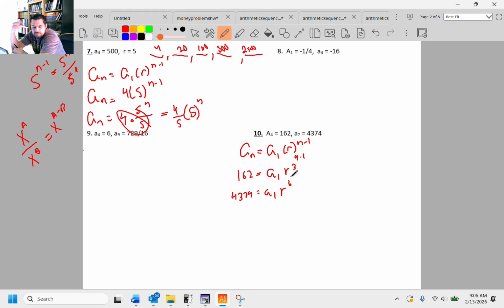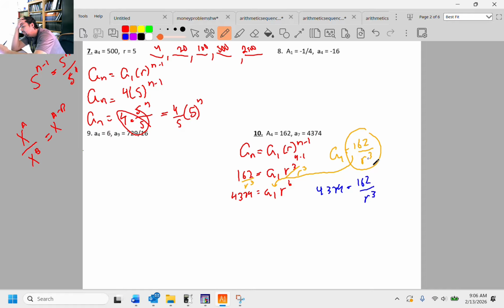And I'm going to do algebra because you know you're in an algebra class, kids. You are. Let's see, what we're going to do is take this guy and divide out r cubed on both sides. And that's going to tell me that the first term is 162 over r cubed. I can put that right there all day long. So 4,374 is 162 over r cubed times r to the 6th. 4,374 equals 162 times r to the 6th over r cubed, which is literally r cubed.